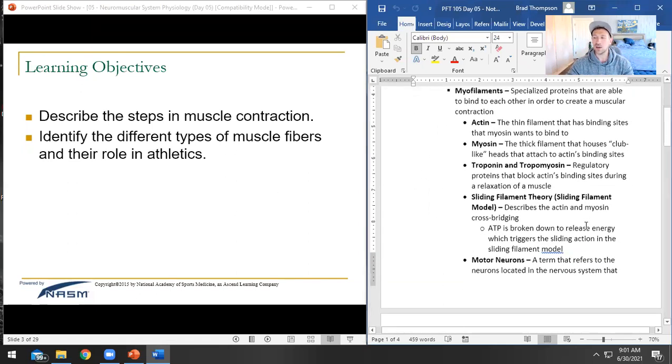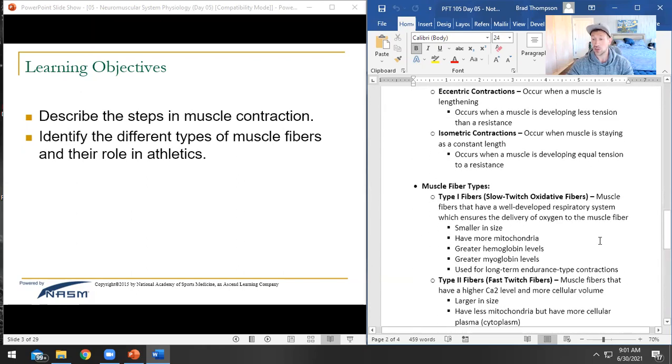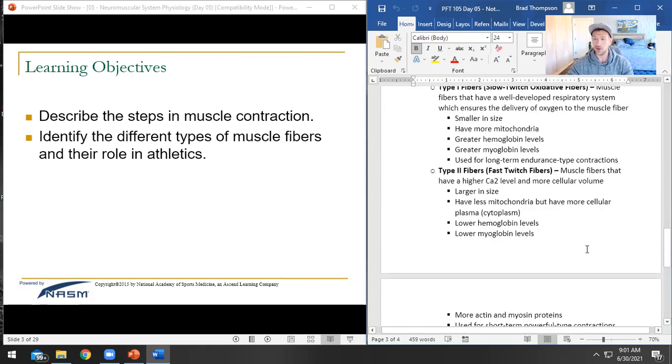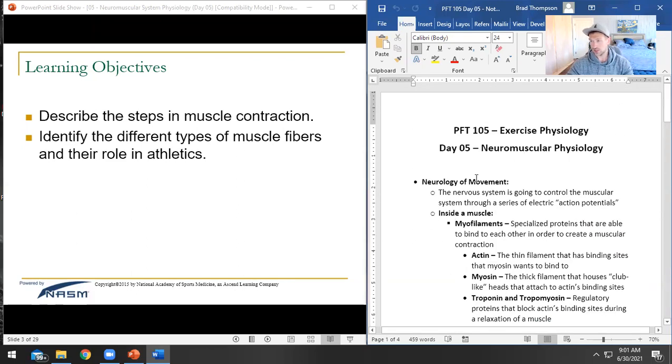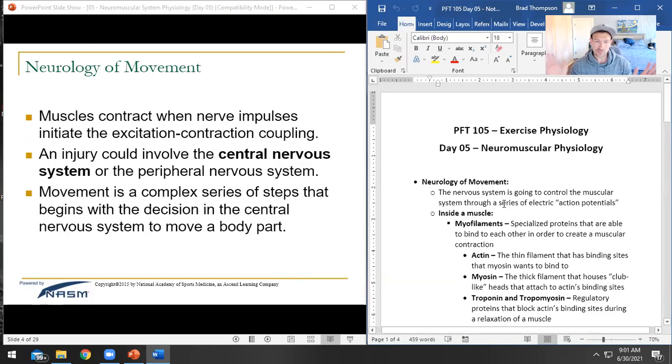And at the very end, we'll get into the different types of muscle fibers, which you guys might be a little bit familiar with because we talked about it yesterday. We were talking about type 1 versus type 2, but we're going to get even more specific about it. So that is our journey for today.